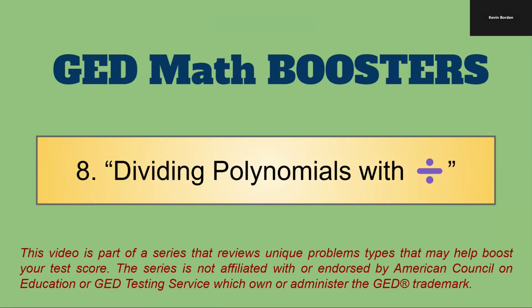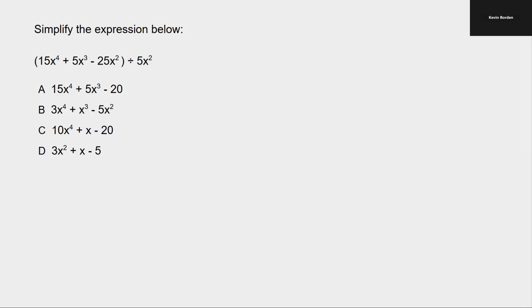Welcome to GED Math Booster problem number 8. This problem involves dividing polynomials when the division symbol is used. So here's our example problem.